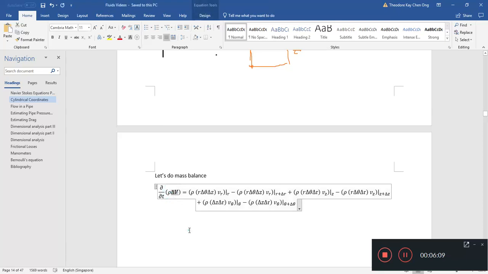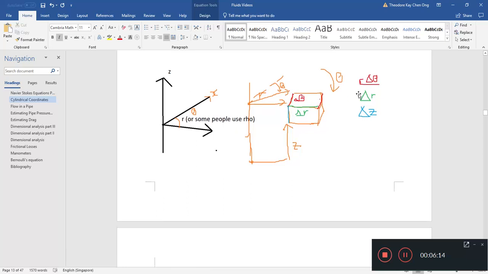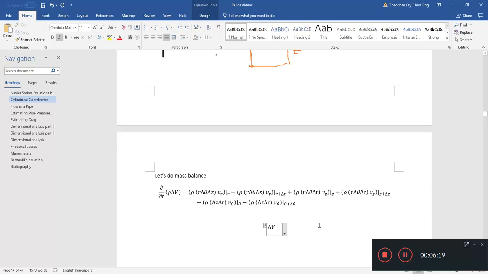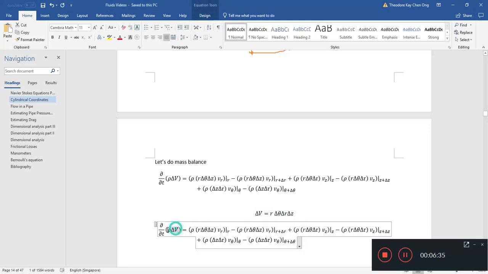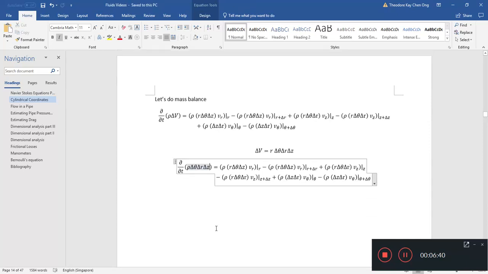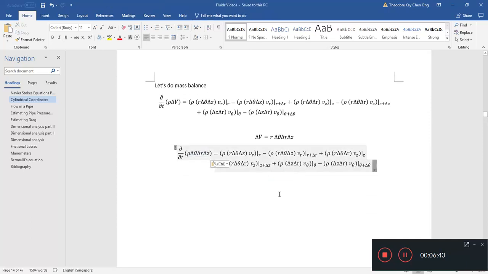What is our control volume? What is our delta V? So we'll just look up the volume of the cube. r delta theta, delta r, delta z. Excuse me. r delta theta, delta r, delta z. So that is the control volume, and I'll just replace it here. So again, we will just want to divide throughout by the volume as it was before.